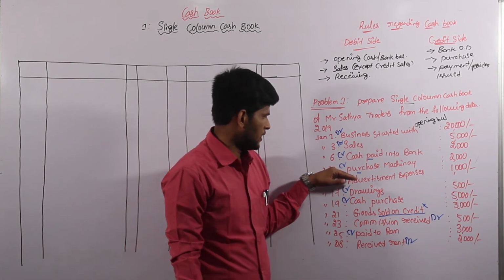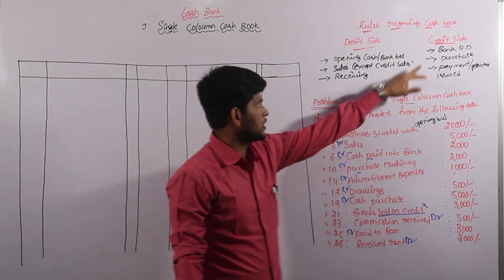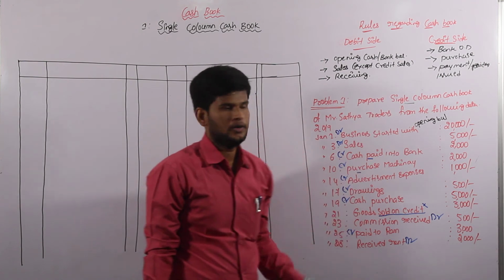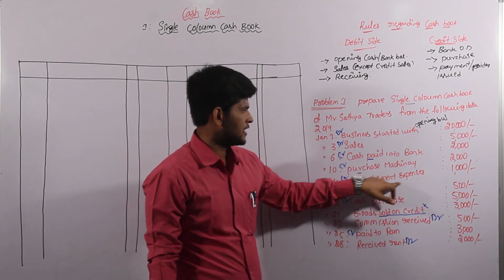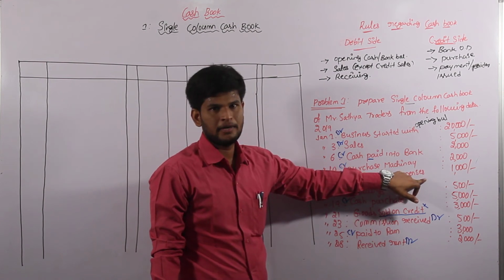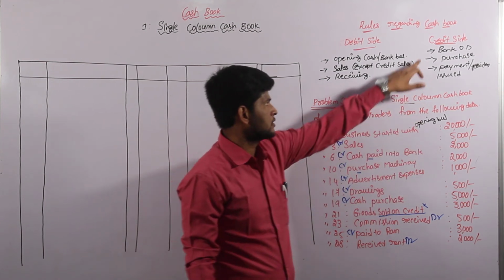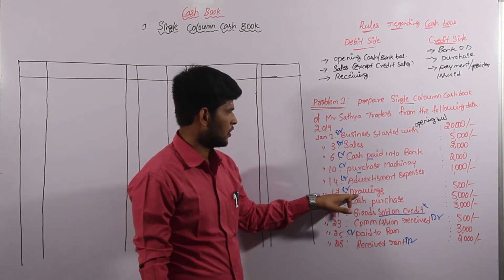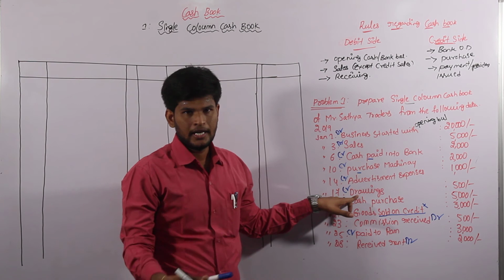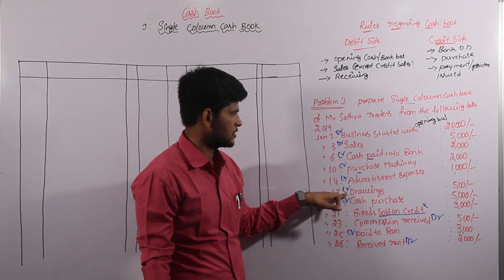And come to the next one, purchase machinery. According to the second rule of the credit side, all purchases will be on the credit side of the cash book. Next one, advertisement expenses. Expense is nothing but a payment. Cash goes out, so according to the credit side rule, all payments will be on the credit side. Drawings is also a cash outflow, so it is also credit side.